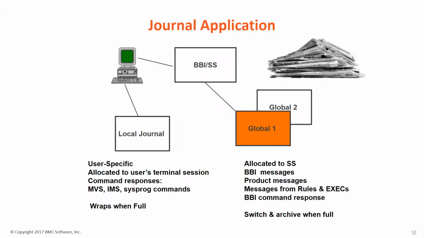This contrasts very differently with the BBI-SS journal, which is run at the BBI-SS PAS level, includes all of your BBI messages, your product messages, any messages being generated by rules and execs, or any responses from BBI commands. And unlike the local journal, when the global journal fills up, it issues a switch command and it archives that data and it goes back and starts writing over the next file. So you always maintain a history of the data in the global journals, whereas in the local journals you do not.